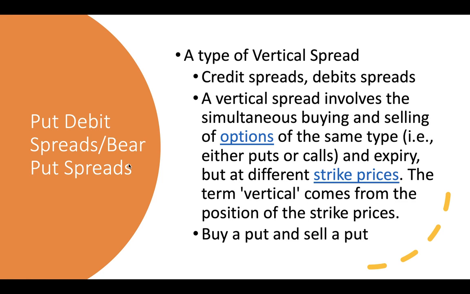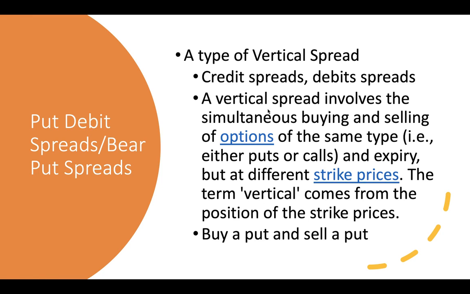So a put debit spread is a type of vertical spread. I've talked about a couple different vertical spreads before, and I will link them up top somewhere. Technically you have two different types of vertical spreads: credit spreads and debit spreads. Today we're talking about put debit spreads, but you can also have call debit spreads. In my other videos, we talked about credit spreads. You can have put credit spreads or call credit spreads. So technically, there are four different combinations of vertical spreads you can have.